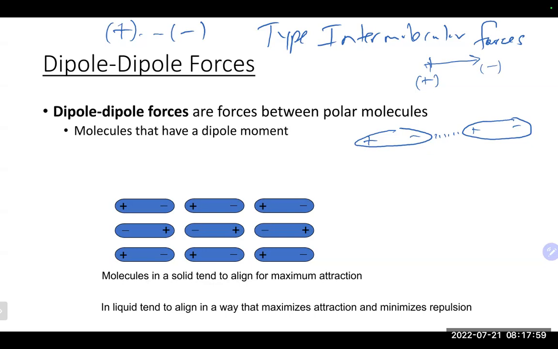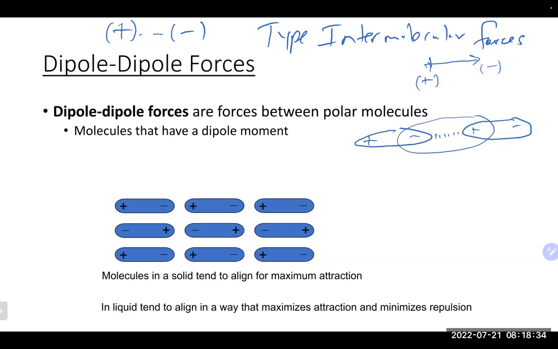Obviously, in a solid or liquid situation, or definitely in a solid situation, they really do try to maximize that attractive force that occurs. No matter what you do, you're always going to get some negative guys near negative guys and positive guys near positive guys. But they do try to move around and orient themselves as they come into the solid state in a way that maximizes that attractive force that we see between the positive and negative side of a molecule.